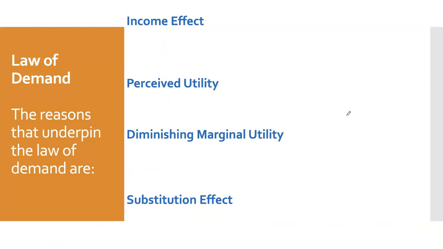Now, the law of demand might seem logical, and it is logical, and there are reasons that underpin this law of demand. And remembering, what is our law of demand? As price goes up, demand goes down, and as price goes down, demand will go up. What are the reasons that underpin this? There are 4. The first one being income effect.